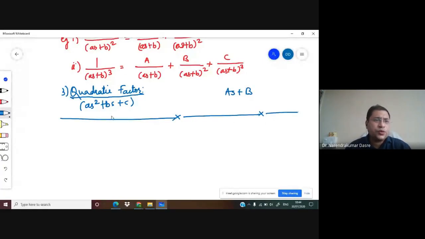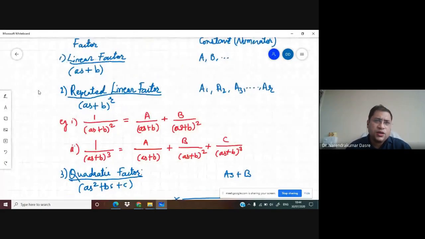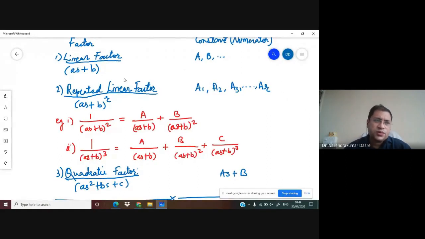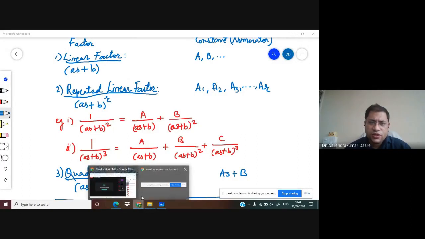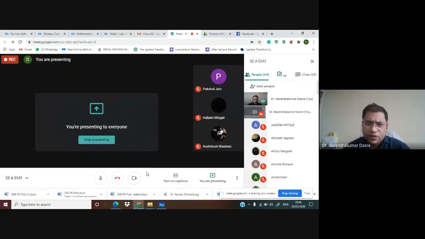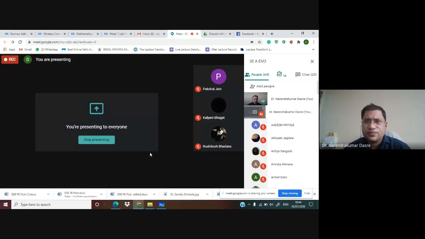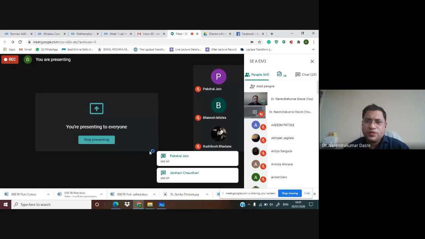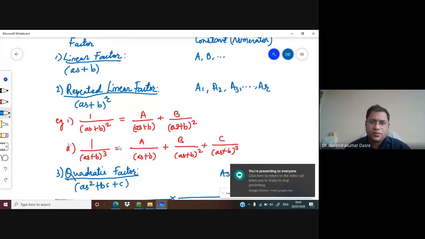I hope you are able to get how to choose the constant or the numerator for this particular factor in the denominator in partial fractions. Once you are okay with this, we can go for the example. Everybody got how we are able to choose this? Yes, sir. Yes, that's good. Okay, so now we'll go for the examples.